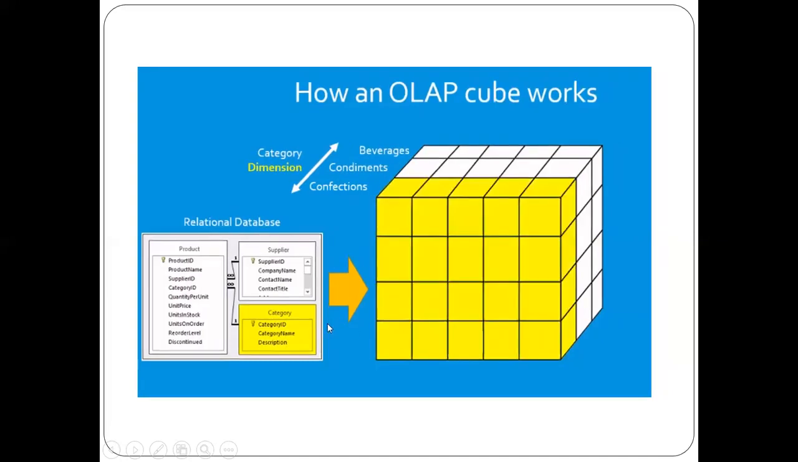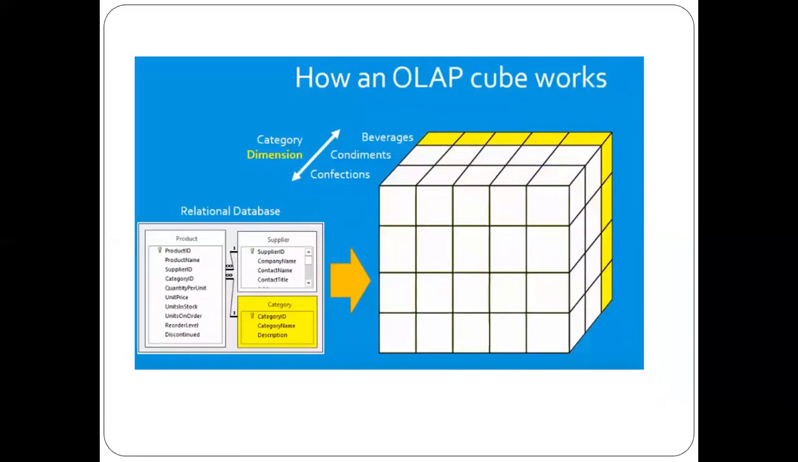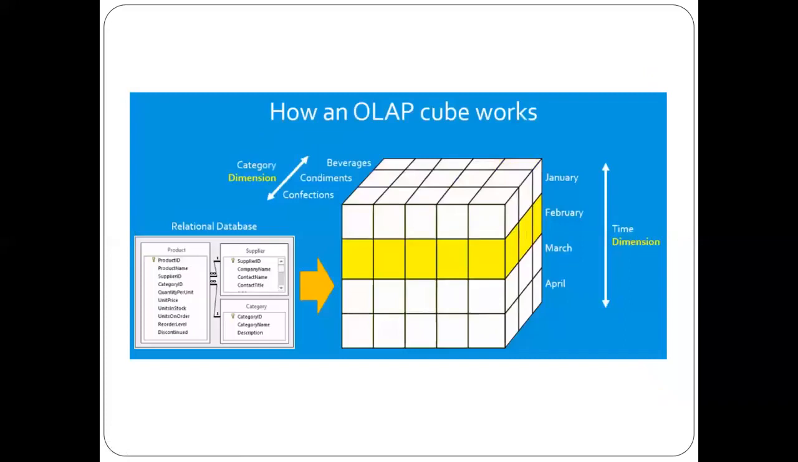We'll go for one more dimension. Okay, here, this is confections. So this one is another dimension. This is another dimension, and this data will be showing only for confection data. So now you can go for, see, this is one dimension. Each and every dimension in the cube. Okay. So now you can see this.